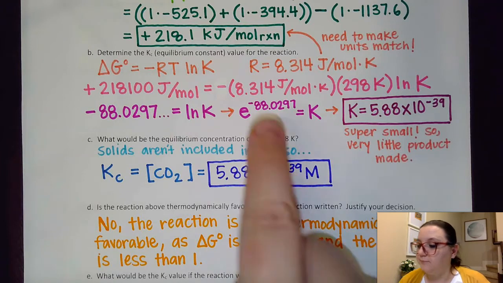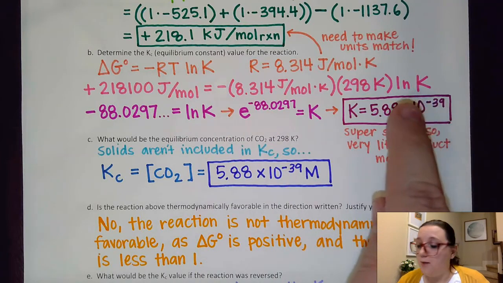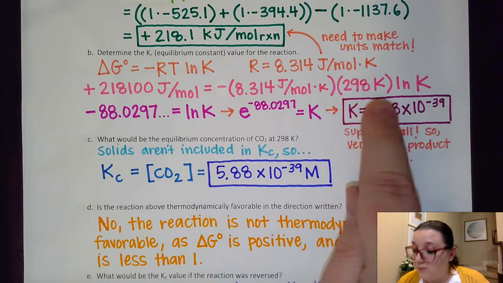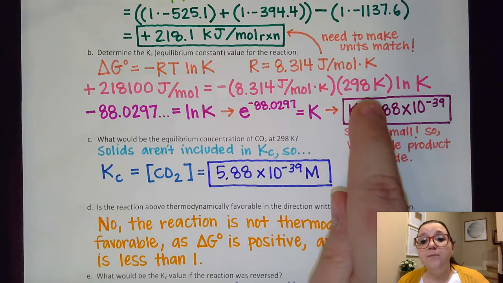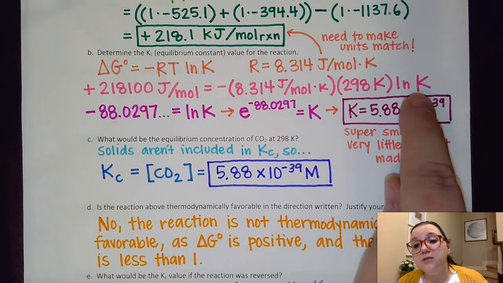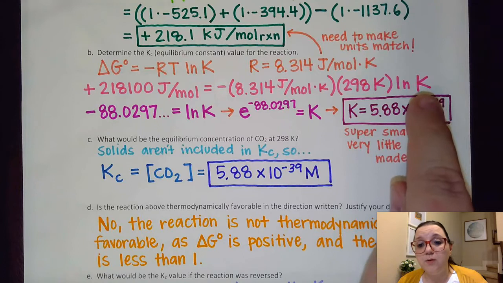So then, I just set up the rest of this problem here. I'm assuming 298 K because I know I'm calculating a standard here. And what our goal is going to be here is to solve for K, the equilibrium constant.